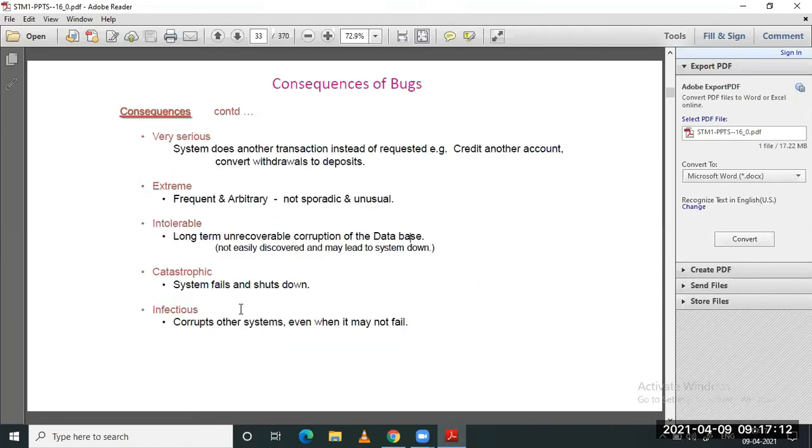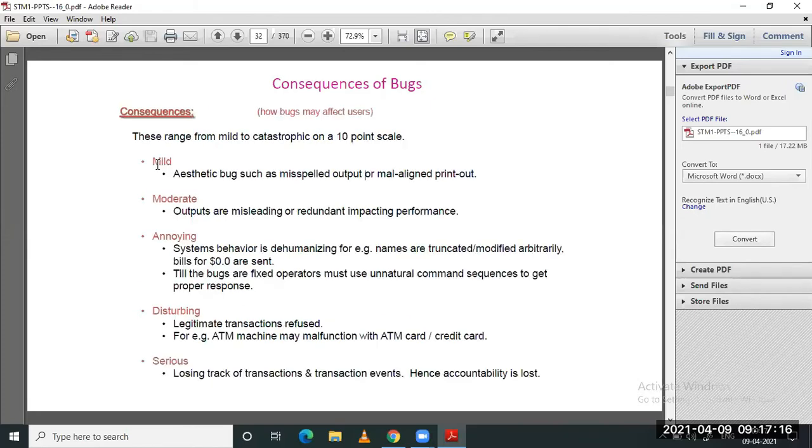Now we see one more time: the severity ranges from mild to catastrophic on a 10-point scale. So all these are the different types of bugs, and this is an important question also. The starting bug is the mild bug and the highest is catastrophic.